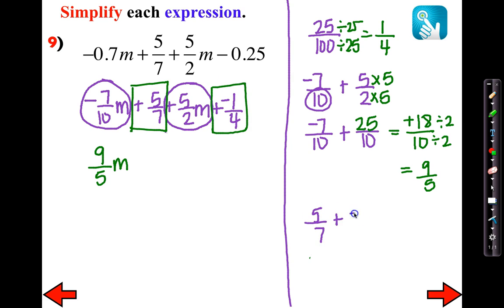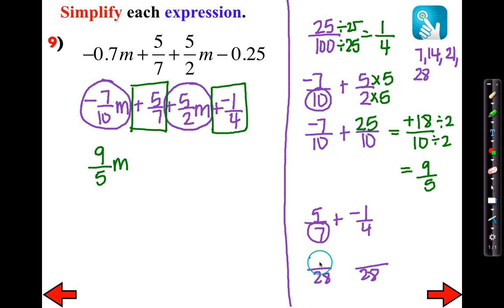5/7 plus a -1/4. 7 is the greater denominator, so can 4 be multiplied to give us 7? Nope. This next one's going to be, can 4 be multiplied to give us 14? Still no. Next one's a 21. Can 4 be multiplied to give us 21? Nope. Next number is 28. Can 4 be multiplied to give us 28? Yes, so 28 is our lowest common multiple.